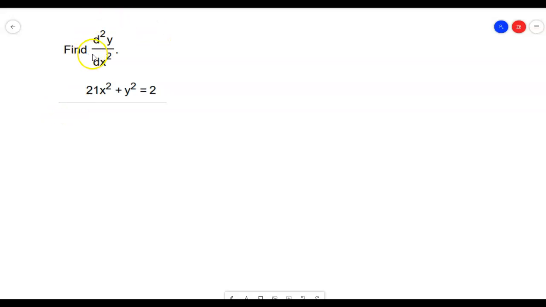So it's asking us to find the second derivative of y with respect to x of this function here: 21x squared plus y squared is equal to 2. So let's jump right on into this.